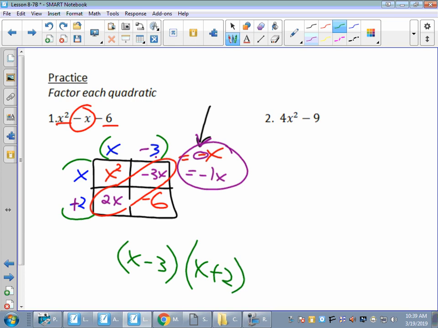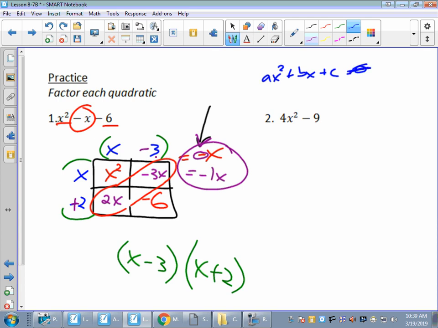Okay, the next one. The big thing we have to look at on this one is a little bit trickier because, let's see what we've got. We do not have a b value here. We could write it. Remember, we want to write it ax squared plus bx plus c equals 0, or even need the 0. But here we don't have that.